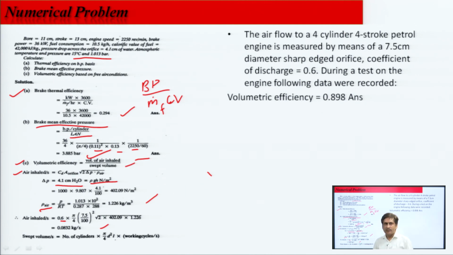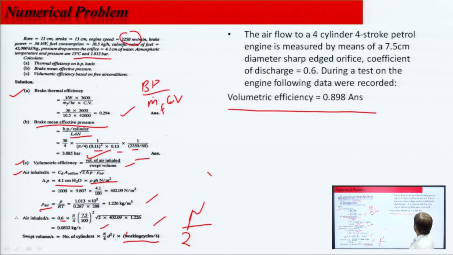Now, because you have to evaluate swept volume also. So, swept volume is number of cylinders, because there are 4 cylinders. So, total swept volume is equal to number of cylinders into pi by 4 d square L into the working cycles per second, because it is a 4 stroke engine. So, here we will take working cycles as N, RPM by 2. Here RPM is given to you as 2250; because it is a 4 stroke, that is why we will take N by 2. Finally, if you put the values, you will get volumetric efficiency equal to 0.898.